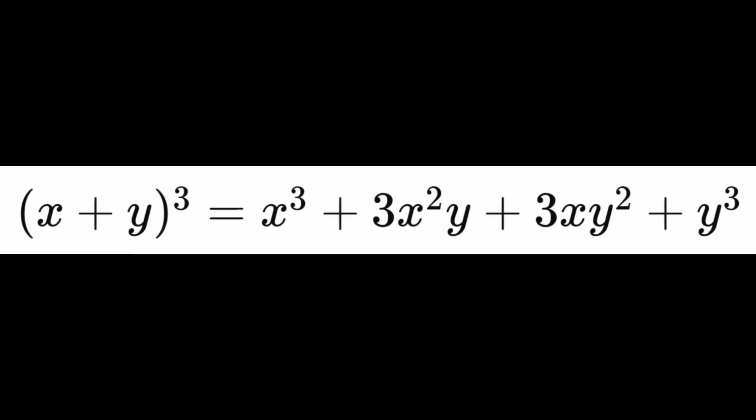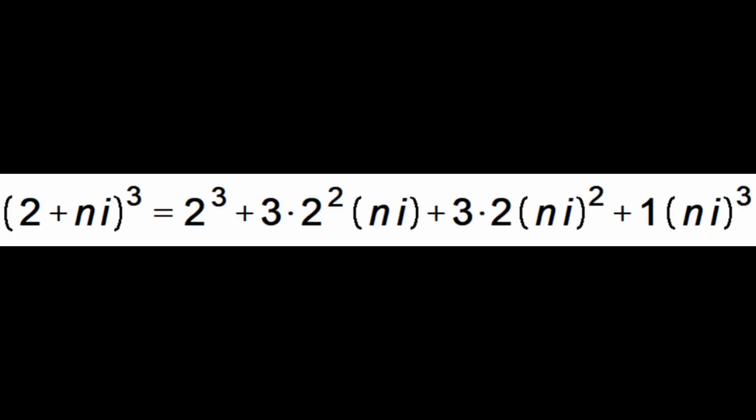Recall that x plus y, quantity cubed, is x cubed plus 3x squared y plus 3xy squared plus y cubed. We can apply this pattern here too. Using this pattern, we get 2 cubed plus 3 times 2 squared times ni plus 3 times 2 times the quantity ni squared plus the quantity ni cubed.